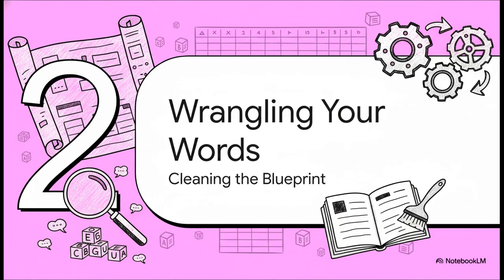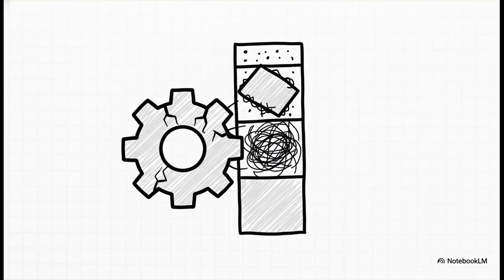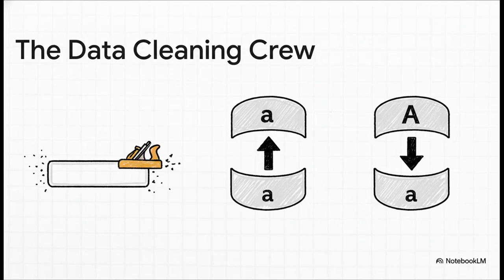Now it's time to wrangle the words. We're moving on to cleaning up our blueprint. You know, the text data that actually gives all our numbers meaning. Let's be honest, raw text data is almost never clean. It's always got these hidden spaces, all kinds of weird capitalization, and mixed formats. And these aren't just little cosmetic issues. They can actually break your formulas and totally mess up your analysis. So meet your data cleaning crew.